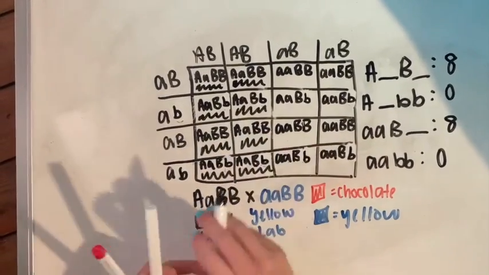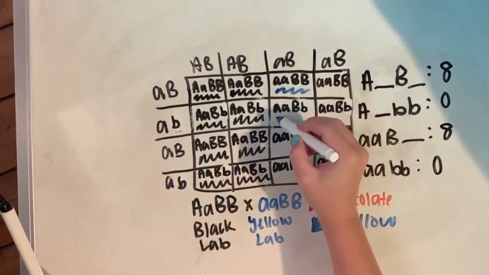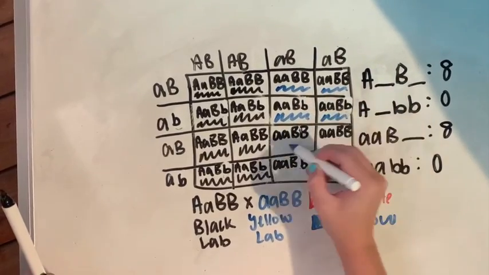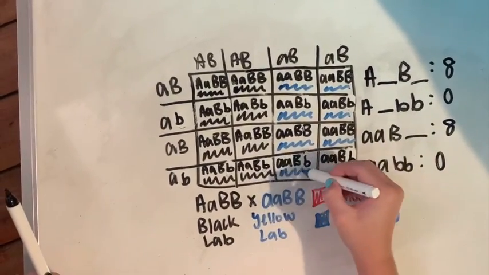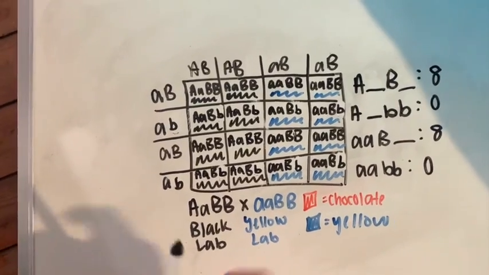With these parents, the puppy offspring would be half black and half yellow. All of the puppies that have 2 little A alleles will be yellow, no matter what B alleles are present, and all the other puppies would be black.